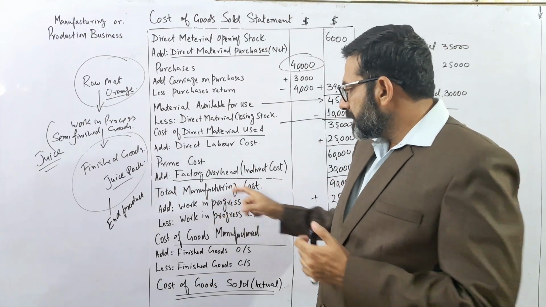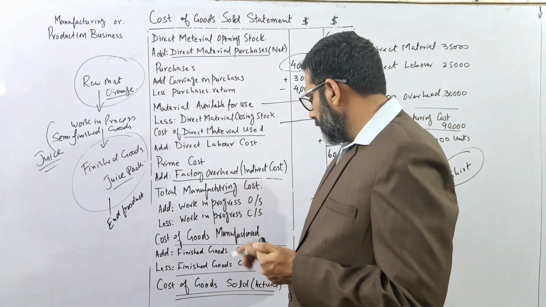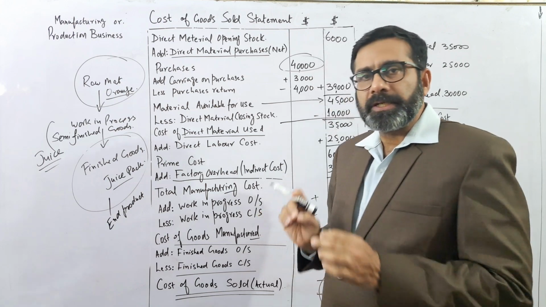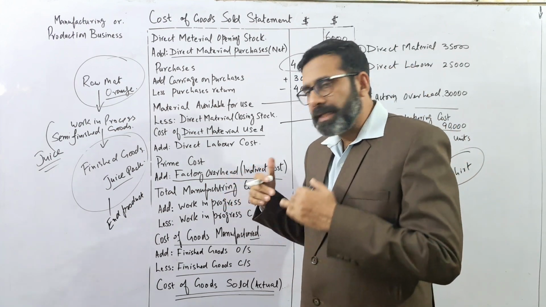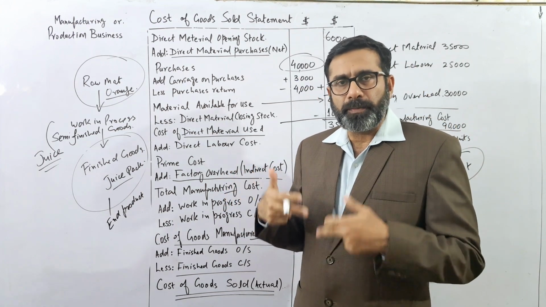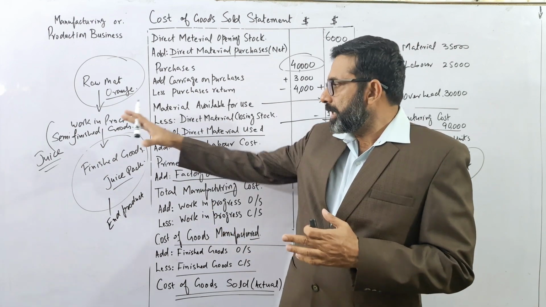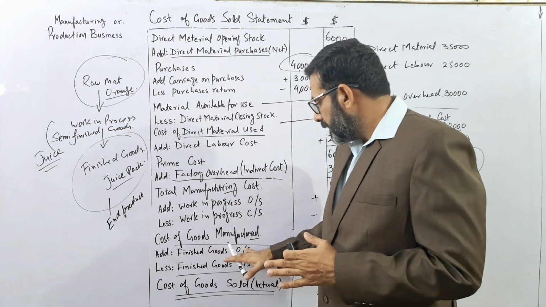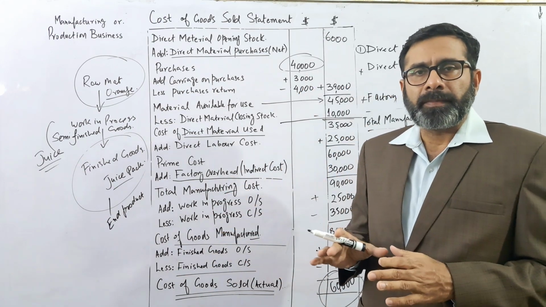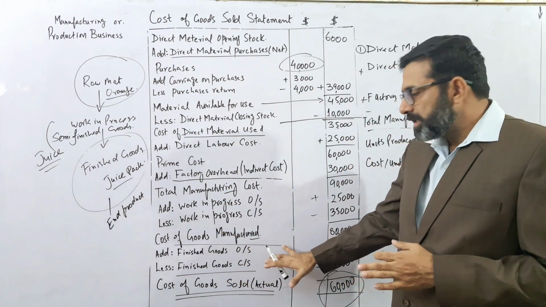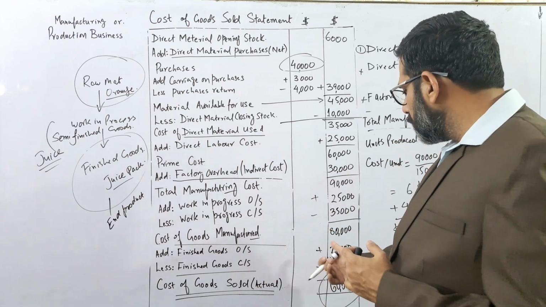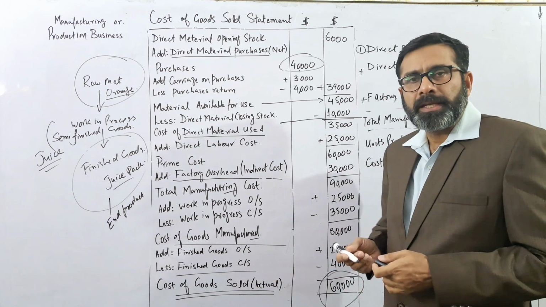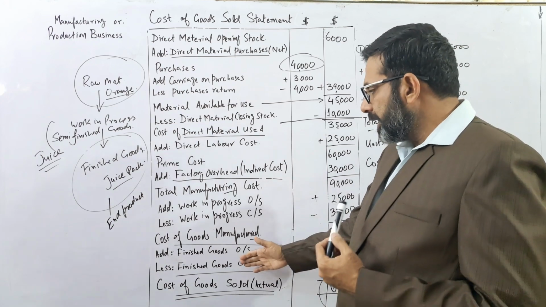This is the manufacturing cost, and this is the manufactured. Here the process is still going on. They are producing the goods, the end product, but it is not yet finished. But here it is completed. The goods which are finished, which are manufactured, the cost is how much? That is 80,000. So now the next thing is what?